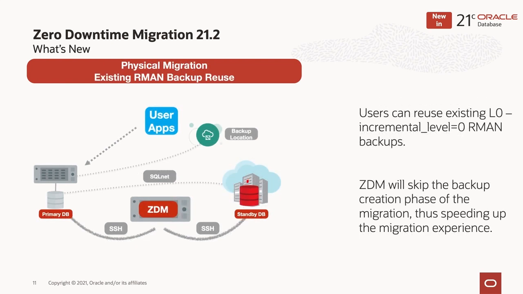As part of the physical migration workflow, ZDM creates L0 backups and then transfers them to a backup location for them to be instantiated into the new standby database. Starting in 21.2, ZDM can actually reuse existing L0 backups that have been created by the user, and hence will skip this phase, thus providing a faster migration experience. So we can now reutilize existing RMAN backups, of course, for certain migration scenarios.